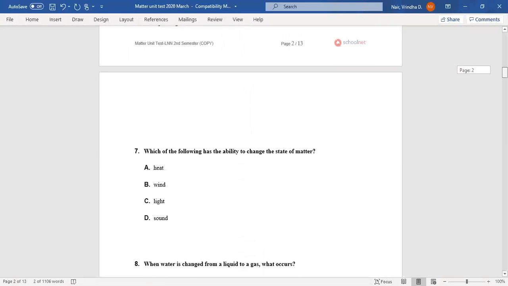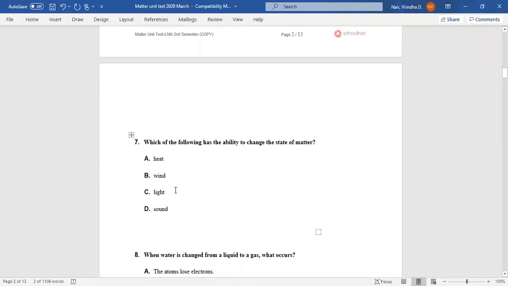Which of the following has the ability to change the state of matter? Is it heat, wind, light, or sound?